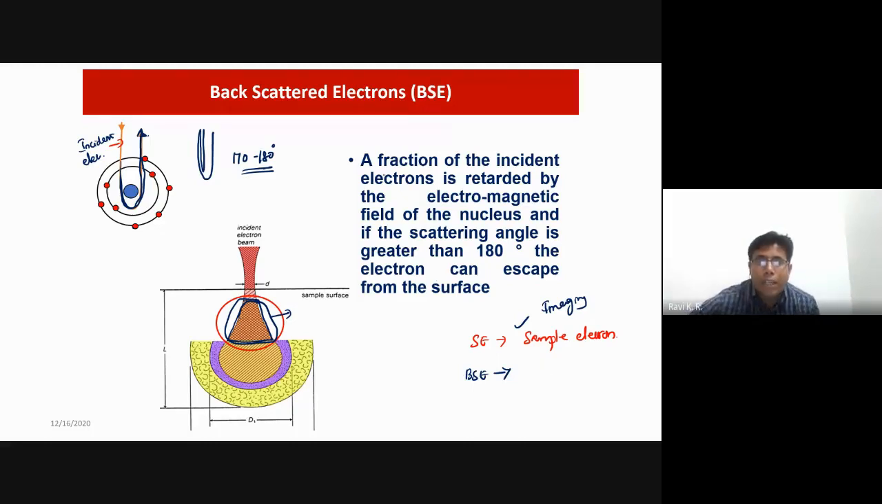A fraction of the incident electrons are retarded by the electromagnetic field of the nucleus. There will be an electromagnetic field of the nucleus surrounding it, which will retard and scatter the electrons. So it can scatter in all directions. Only those coming back at 180 degrees we can actually detect, the ones which can escape from the surface.